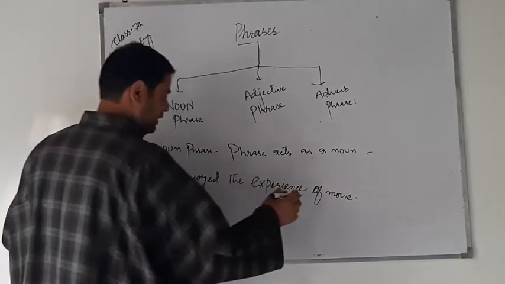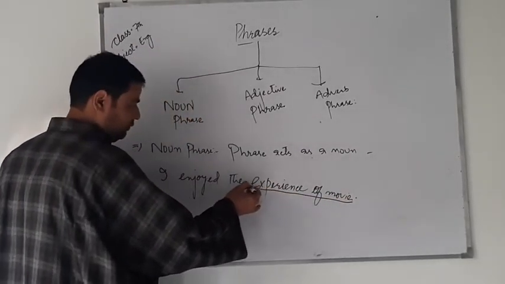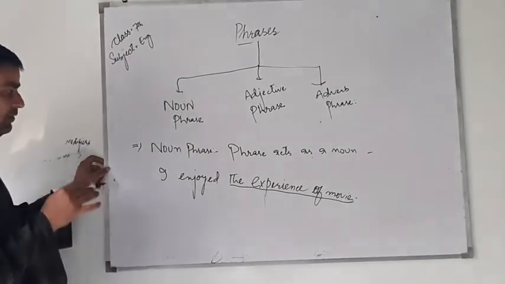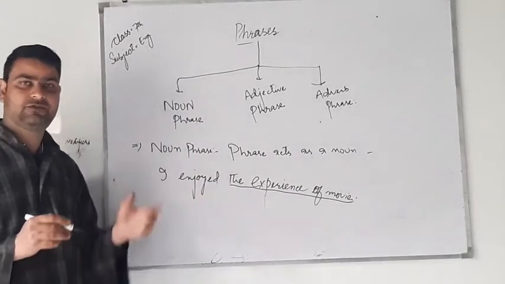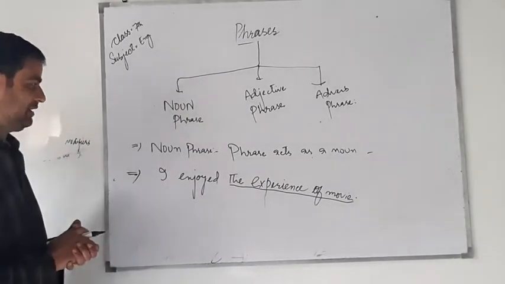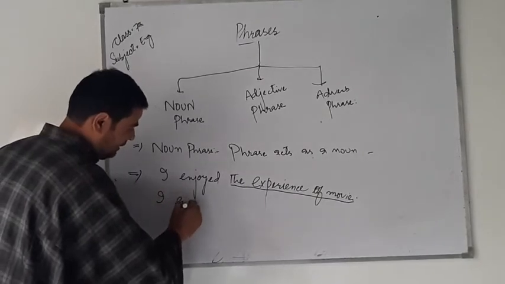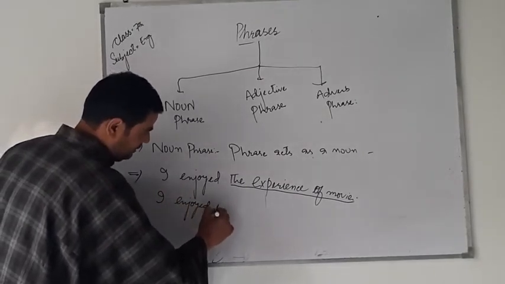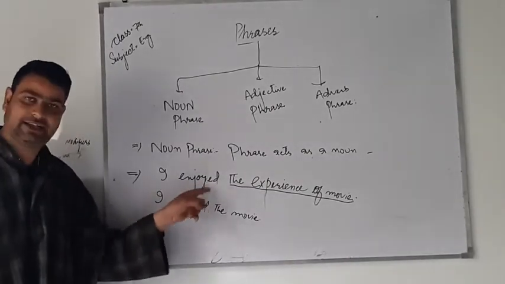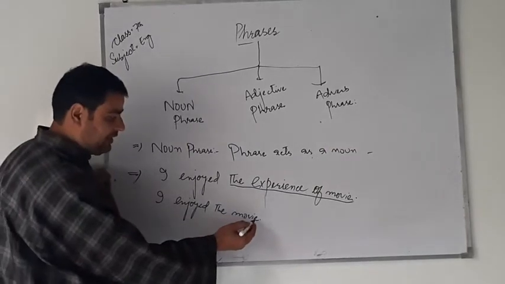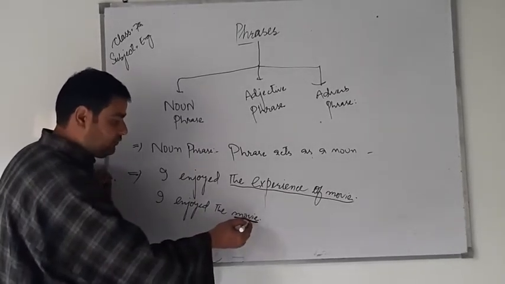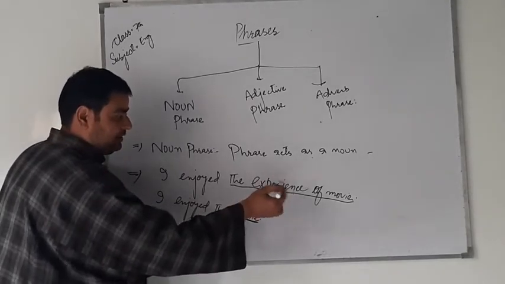See, this portion, the experience of movie, which I am underlining, is a phrase and it works as a noun here, hence we can call it a noun phrase. But let me explain how we can identify it. I enjoyed the movie. Dear students, compare these 2 sentences. Look, here it is very easy to find a noun, as compared to this sentence.